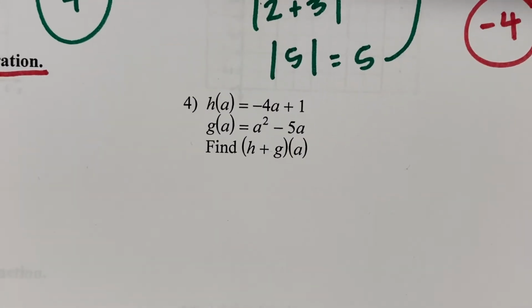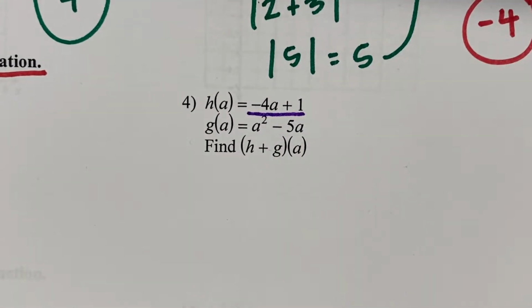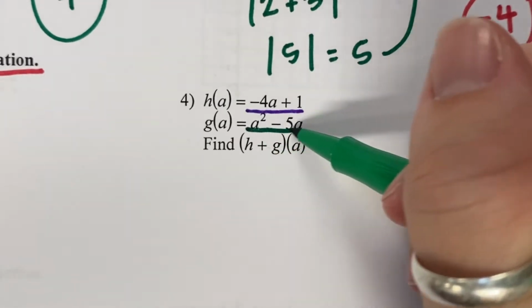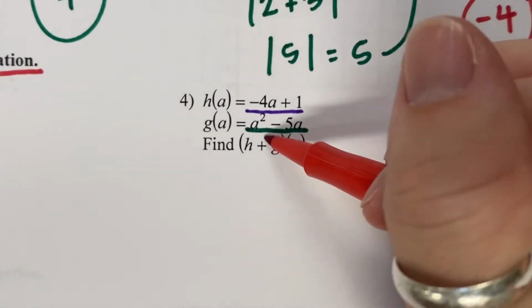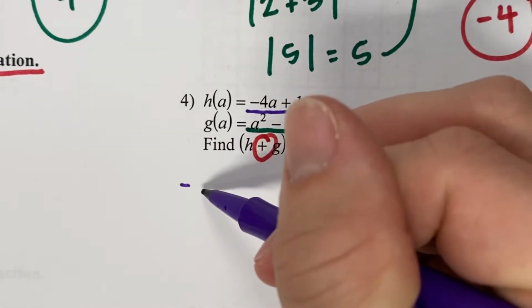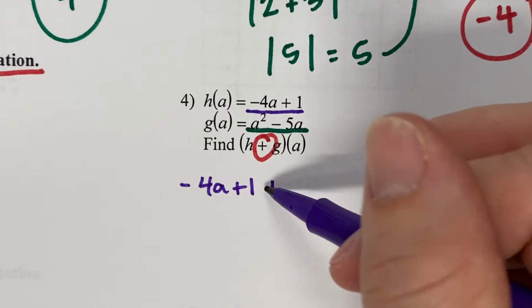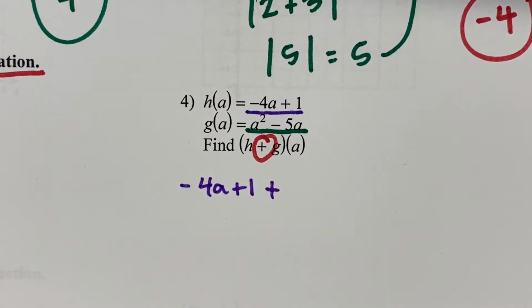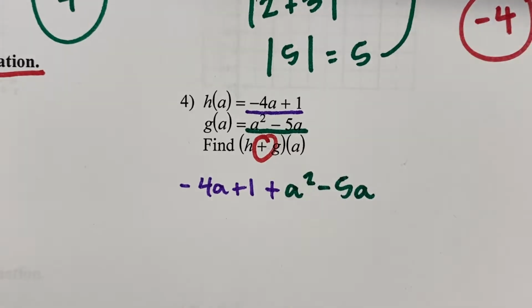All right, number 4. We have our h of a function, top guy, and we have our g of a, and it's asking us to add these 2 functions together. So first I have my h of a, -4a plus 1. Then I'm going to add my g of a, a squared minus 5a.